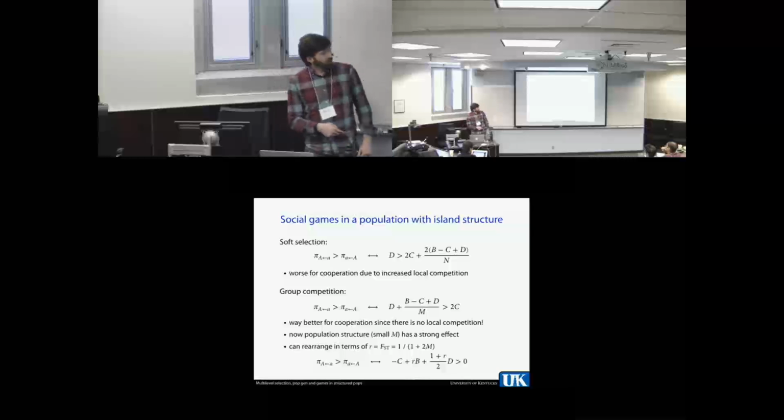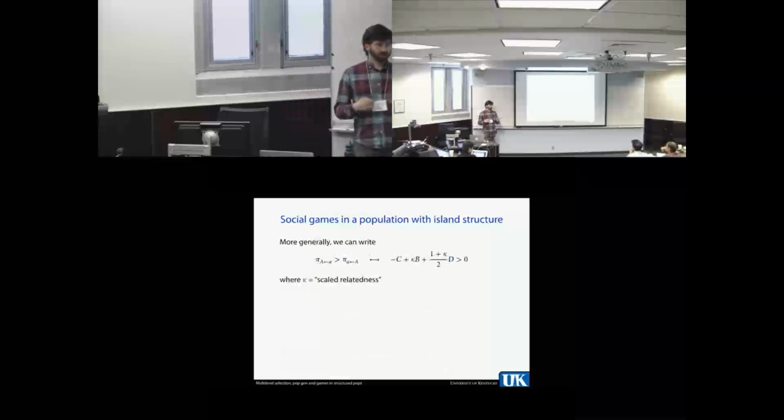We could rearrange this in terms of the relatedness, which in this particular population is equal to 1 over 1 plus 2m, and you get an expression that looks like this. It looks kind of like Hamilton's rule: there's the cost, the benefit times the relatedness, plus this synergy coefficient times 1 plus relatedness over 2. In general, as a general result, you can always write it this way in this kind of model with just pairwise interactions, where there's some coefficient times the benefit plus the synergy coefficient times 1 plus that over 2. And this coefficient we now call scaled relatedness.